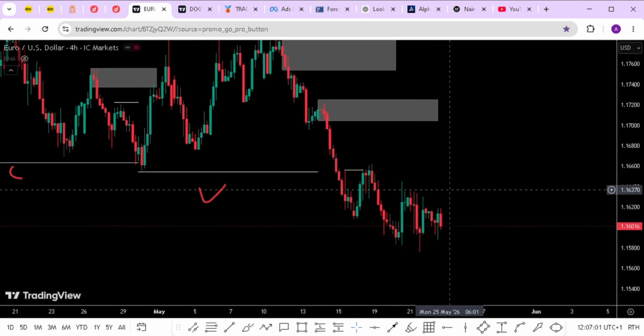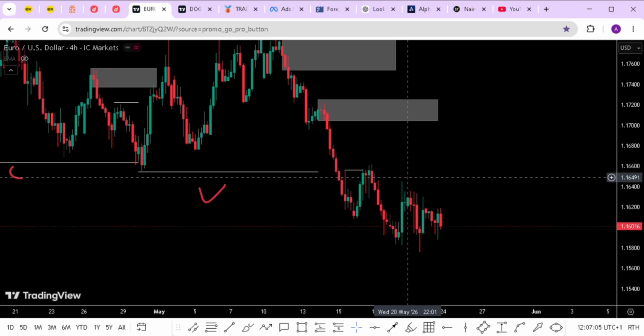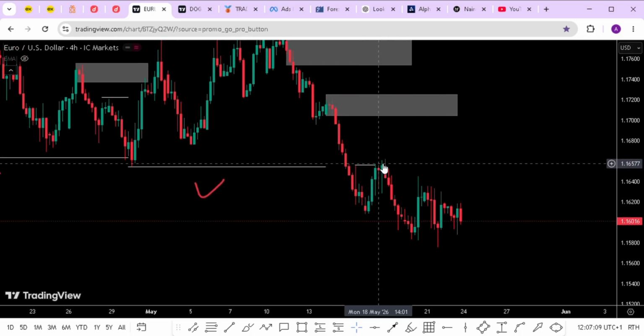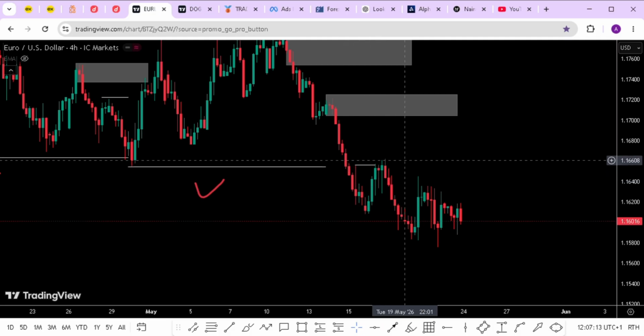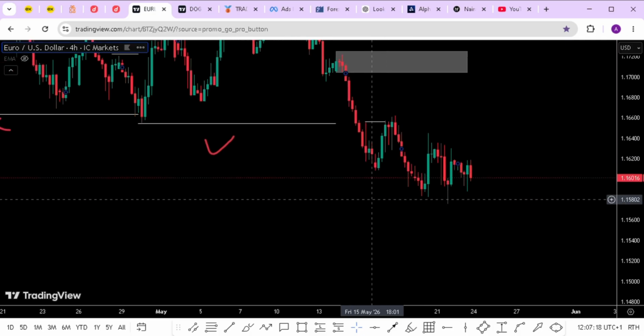But the market refused to do that. It just swept inducement, and I don't take inducement sweep entry. I don't do that. If I wanted to, I'd go to 15 minutes and look for an entry here, but I don't do that. I only take POI entry. You can see the market mitigated this, took this, and confirmed.